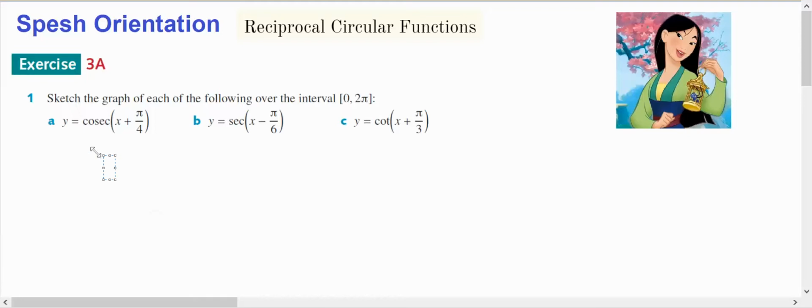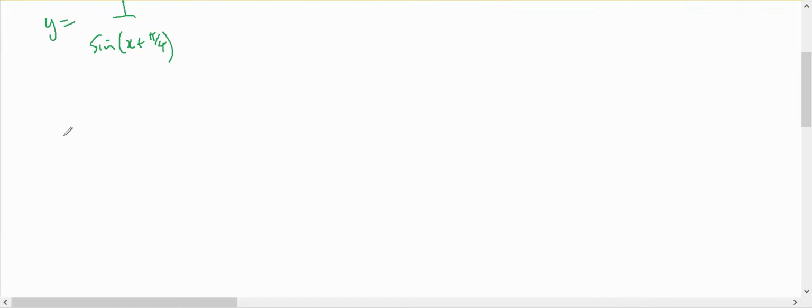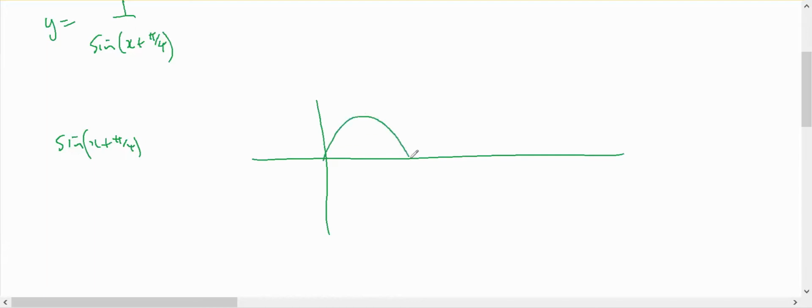Okay, so in 1a, we're looking at y equals 1 on the sine of x plus pi on 4. I'd like to consider what the graph of the sine of x plus pi on 4 looks like. So it's the sine of x that has been moved to the left, pi on 4.